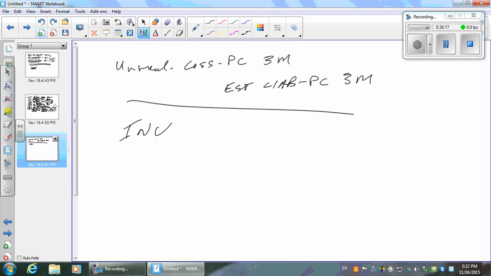Periodic and perpetual, you bet. Okay? So if they debit inventory, what do they do? Why? They're keeping track of how much inventory they have all the time. They're using what method? Perpetual.